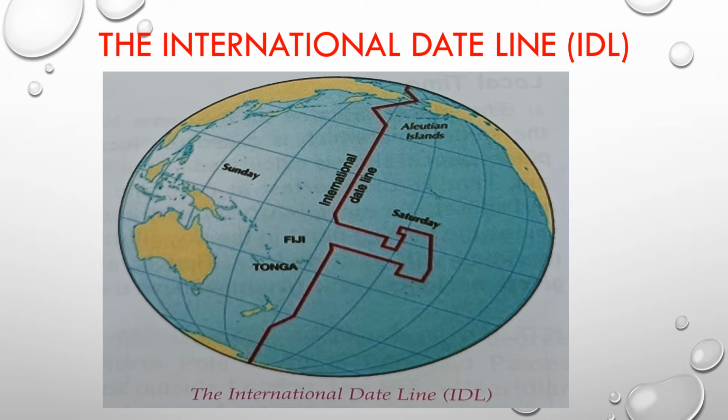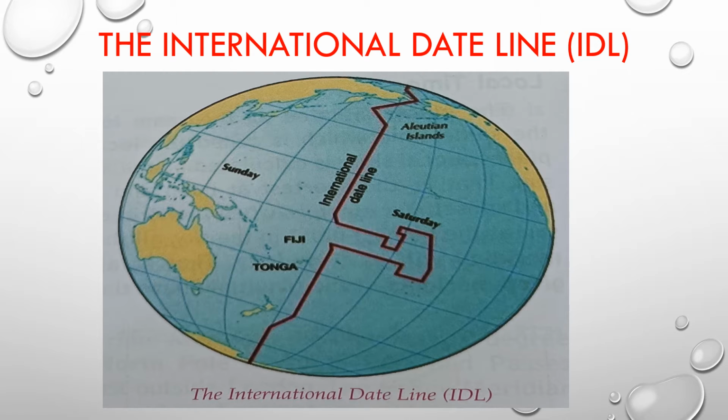So this international date line is a little bit zigzag. The picture on the slide clearly indicates that the international date line zigzags around the anti-meridians.